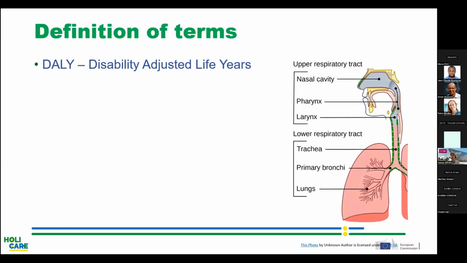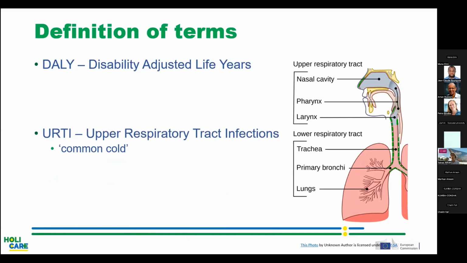And here we have a schematic view, and the upper respiratory tract, that's the nasal cavity, the pharynx, and the larynx. Once it's below the larynx, you get down in the trachea, the primary bronchi, and the lungs. Down here, it's the lower respiratory tract infections. And up here, you have a normal cold. Down here, pneumonia, often RSV infections, which are more severe. URTIs, upper respiratory tract infections, the common cold, lower respiratory tract infections, pneumonia, bronchiolitis, and others.